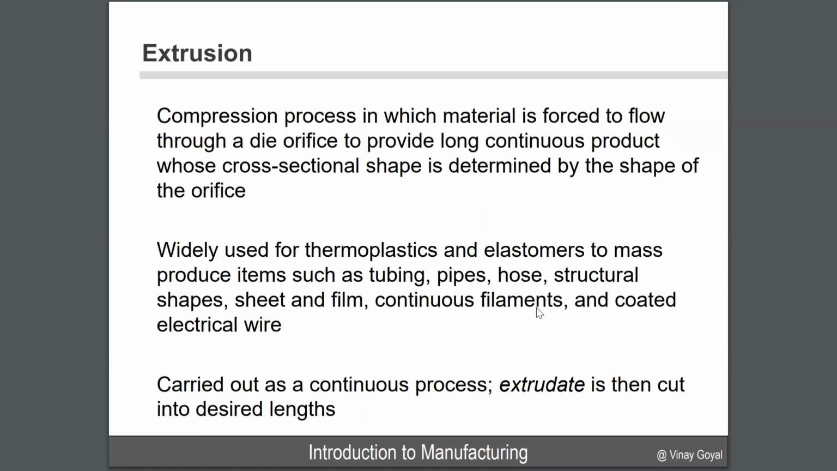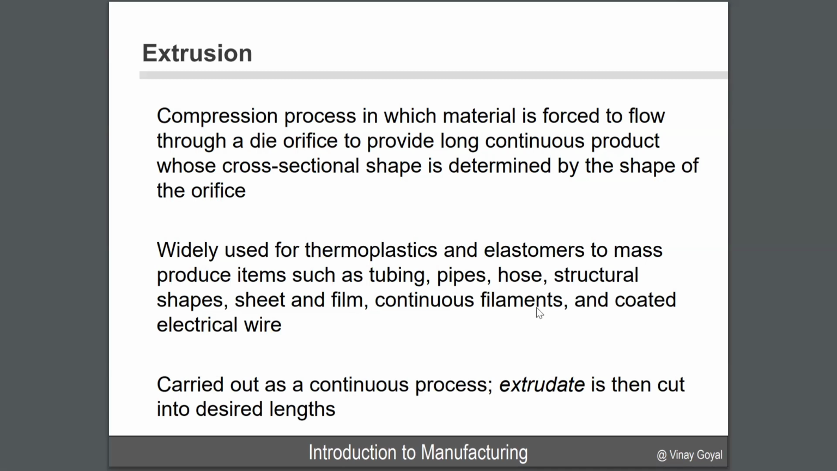The extrusion process is a compression process in which you're forcing the material to flow through a die orifice to provide a long continuous product whose cross-sectional shape is determined by the shape of the orifice. I can use different shapes for the orifice to get the shape that I really want for the polymer that's going to be used in practice. It's widely used with thermoplastics and elastomers to mass produce a lot of different materials.